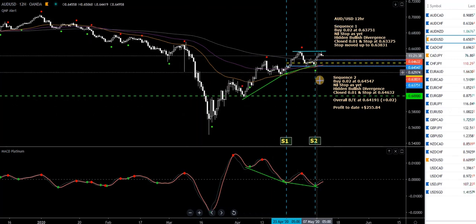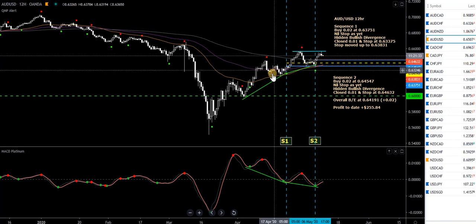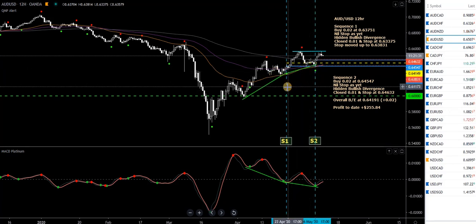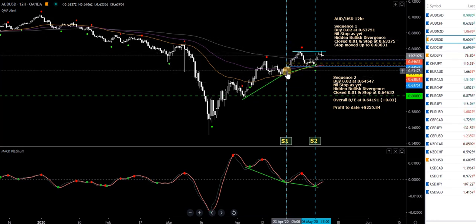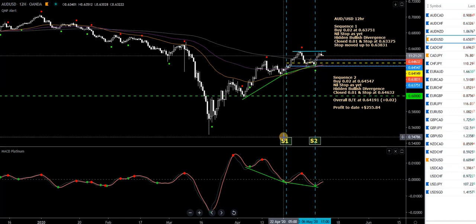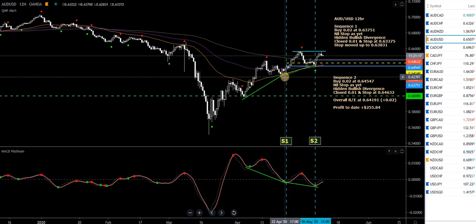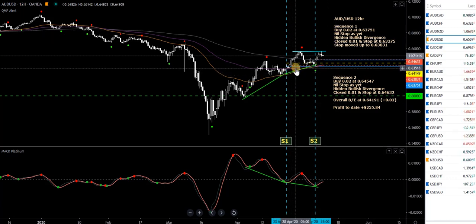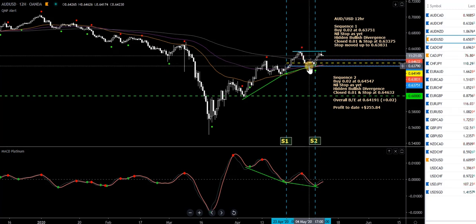So here's the Aussie USD. My buys are designated by a blue line: a vertical blue dashed line and a solid horizontal blue line. They're buys. S1, S2 is in relation to sequence 1, sequence 2. So I was in a buy here, had a stop in place that was below this entry level. Price has gone up, already closed half. I did have a sell on the downside, made a couple of bucks on that.